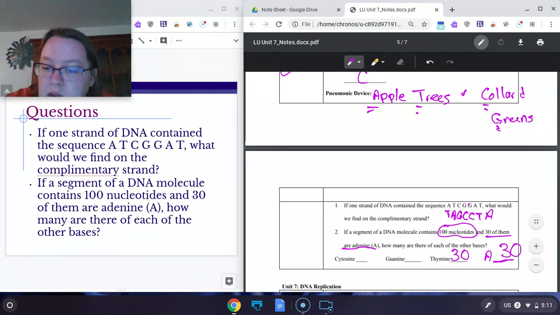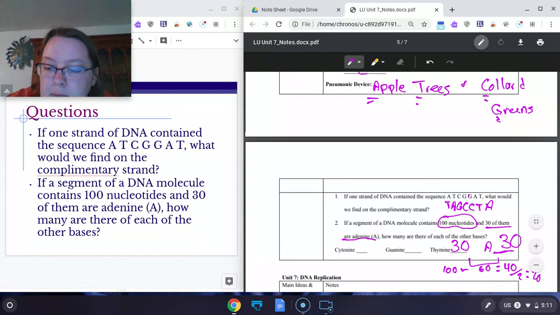When I add those up together, I get 60. And they said I have 100 total. That means I have 40 left. And I know that G and C have to be equal, so I have to divide that by 2. And that gives me 20 for C and G.